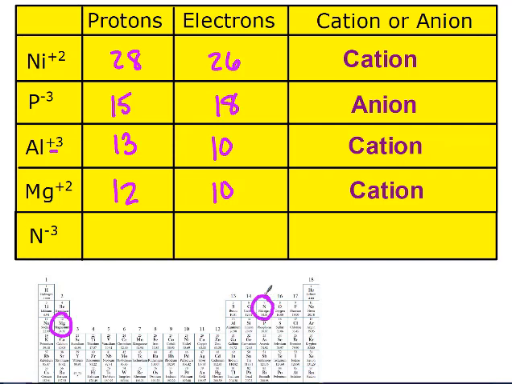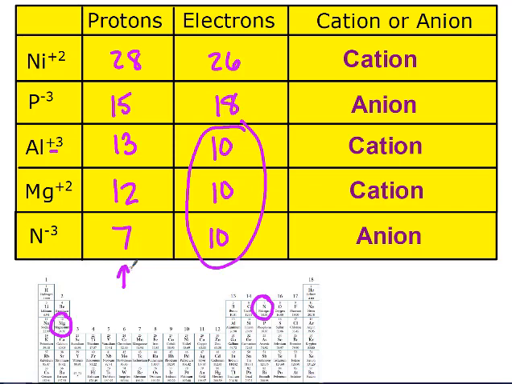And finally, nitrogen has 7 protons. It's a -3, which means I gained 3 electrons, giving me 10, and that's an anion. Notice that my electrons can be the same number, but different elements because the protons are what determines what element it is.